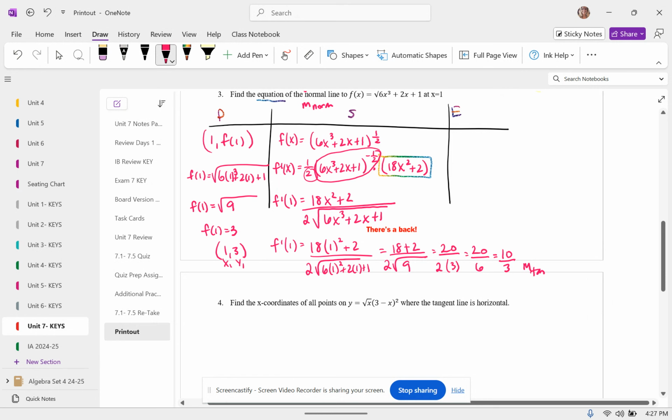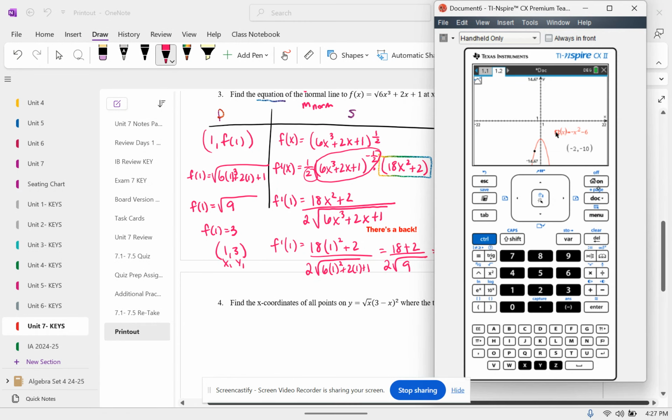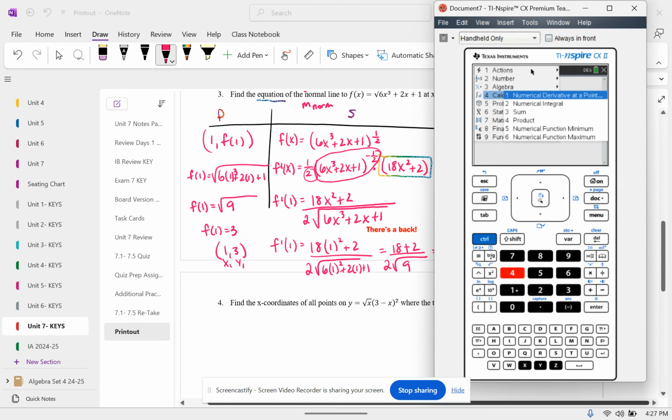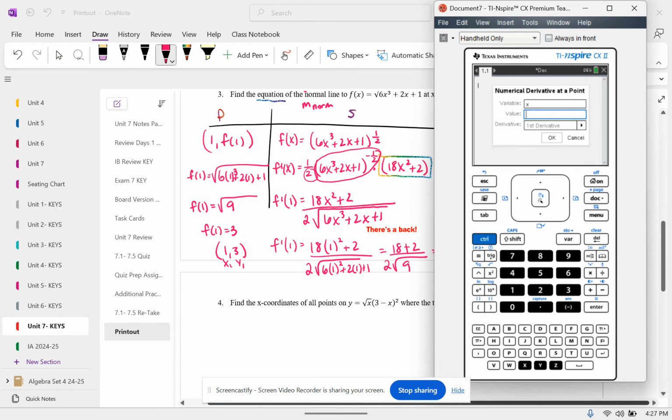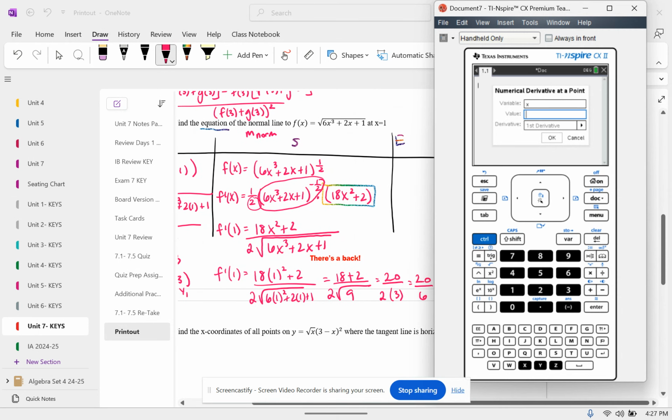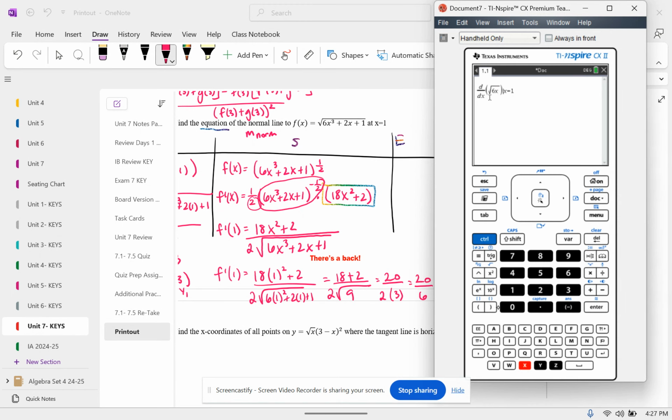So let's just double check that this is correct before we move any further. I have my calculator, and I'm going to do menu 6, 1 to find the numerical derivative at a point. So the x value that I'm examining is when x equals 1. Let's type in the original curve and see if our m tan, or the slope of the tangent line when x equals 1 of this thing I'm typing in right now, I can't type and talk, ends up being 10 over 3.